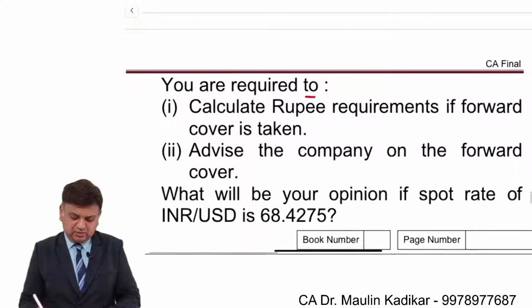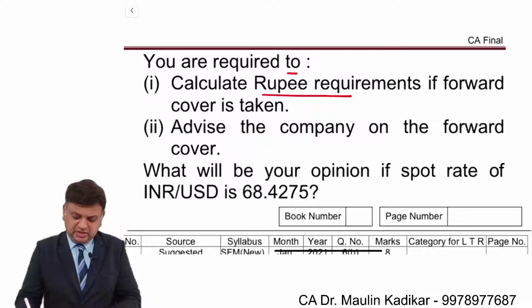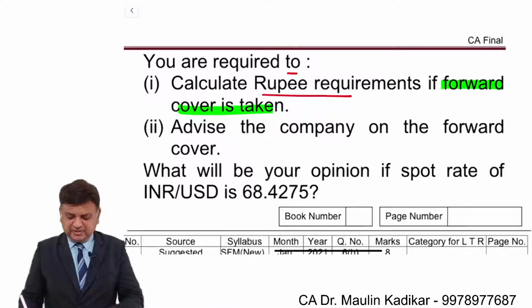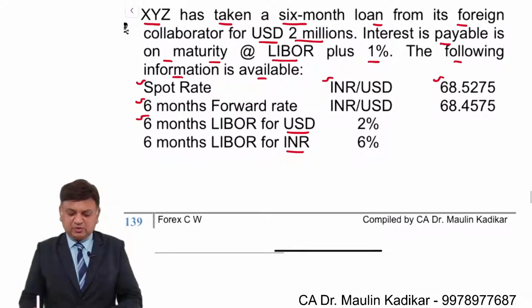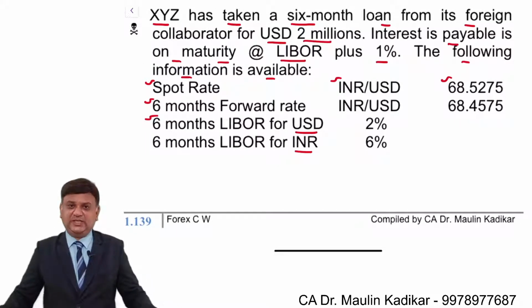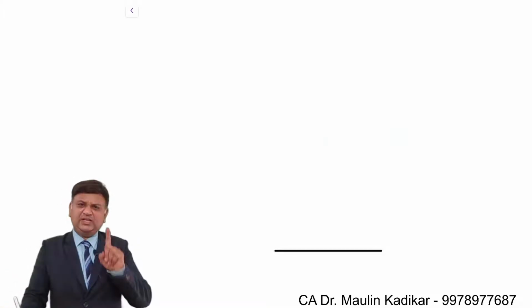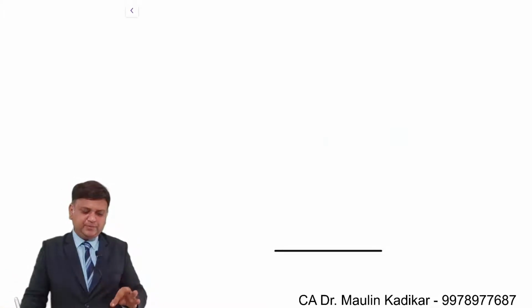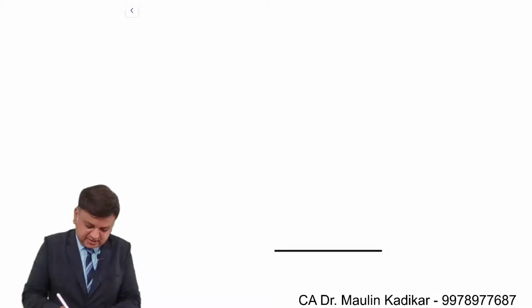You are required to first calculate the rupee requirement, highlighting the portion if a forward contract is taken. Then the second part of the question is provided to us. I request you to give the answer for the first part of the question in the chat box. So friends, in the first part of the question, we are required to compute the rupee requirement, that is, from the XYZ company point of view, if a forward contract is taken. So please write down the answer.